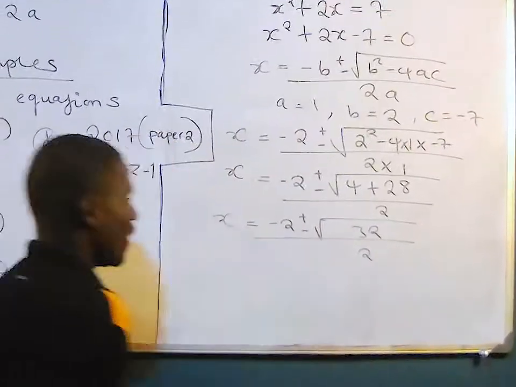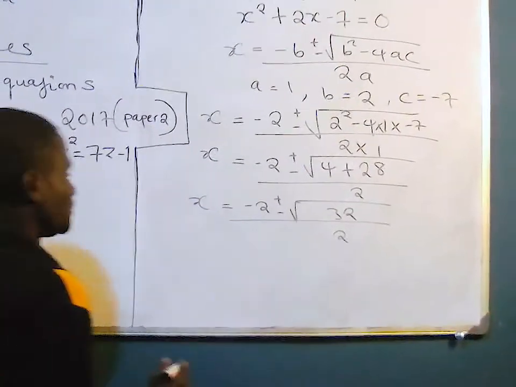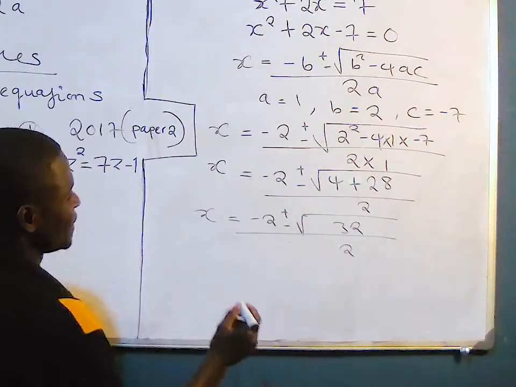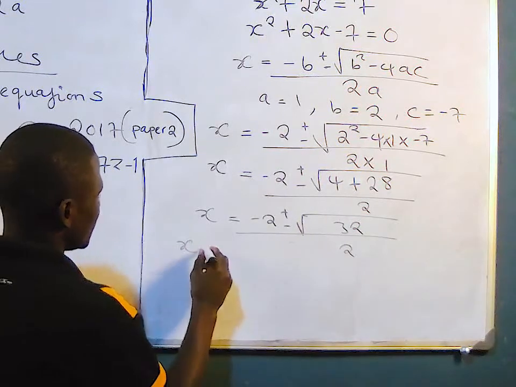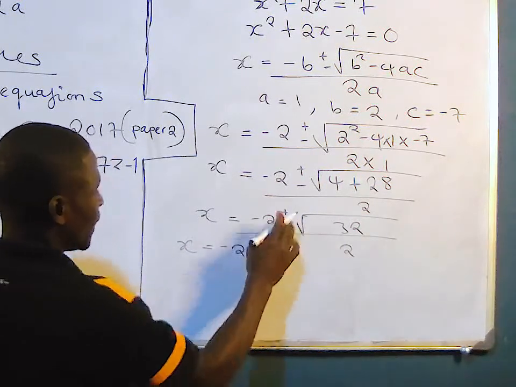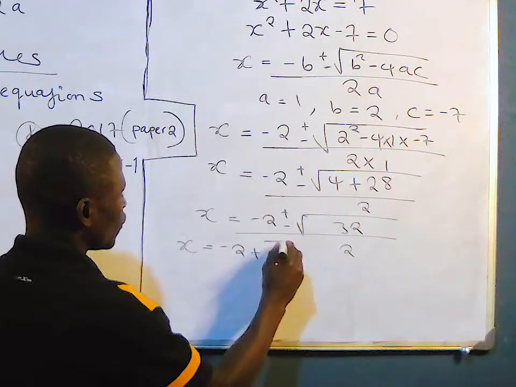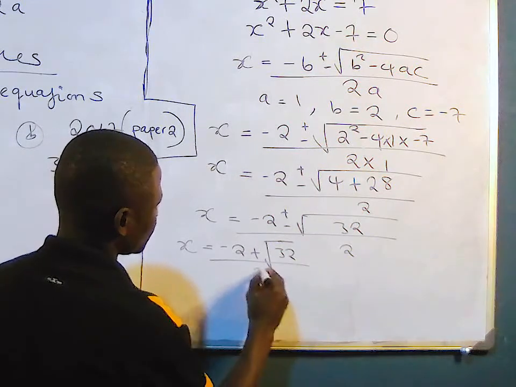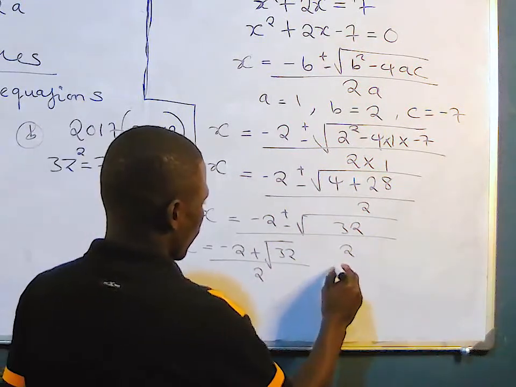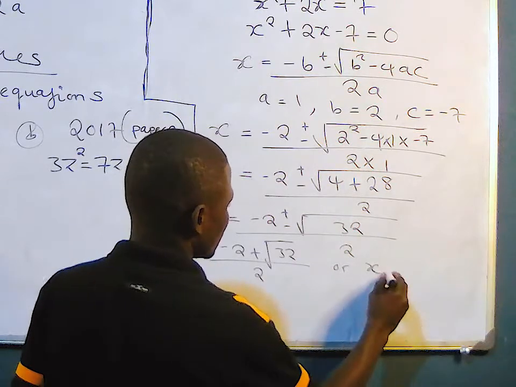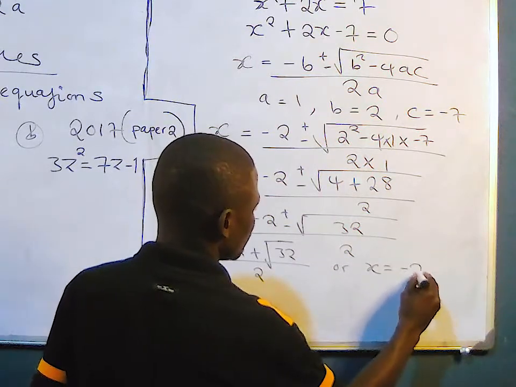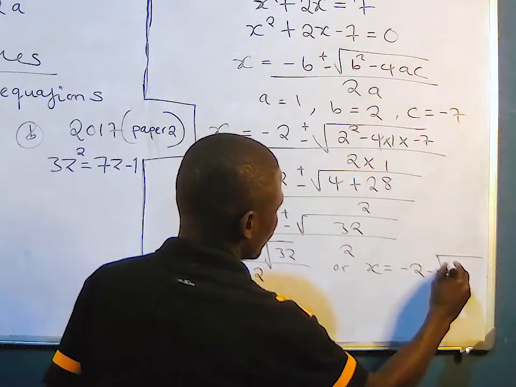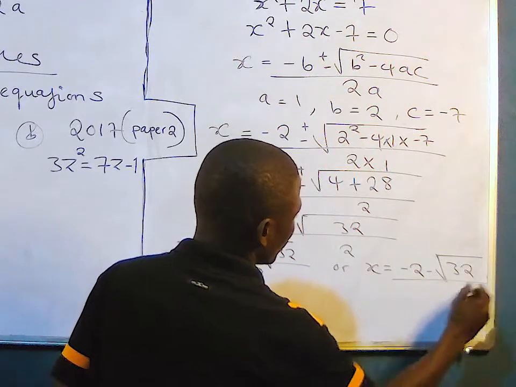over 2. Now here, we need to find the square root of 32. If you want, we can separate this. We can say x is equal to negative 2 plus the root of 32 over 2, or x is equal to negative 2 minus the root of 32 over 2.